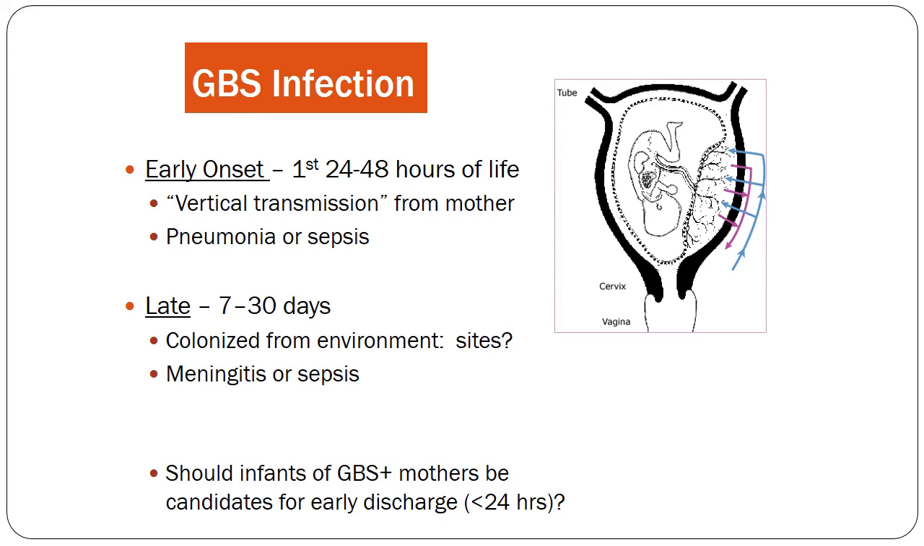Perineal and vaginal ultrasounds offer an alternative to digital examination, especially before the onset of labor. In the infant, the skin, respiratory tract, conjunctiva, gastrointestinal tract, and umbilicus may become colonized from the environment. So when we look at early onset of symptoms, it's a vertical transmission from the mother, resulting in pneumonia or sepsis, and late as 7 to 30 days later, colonized from the skin, and can result in meningitis or sepsis.